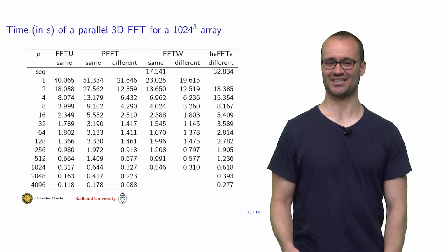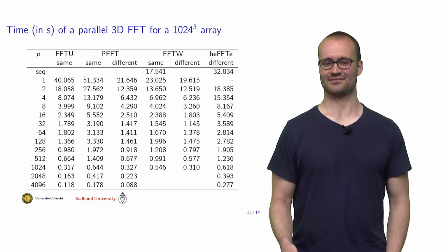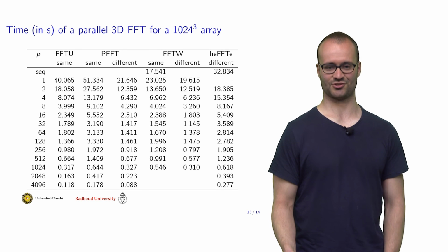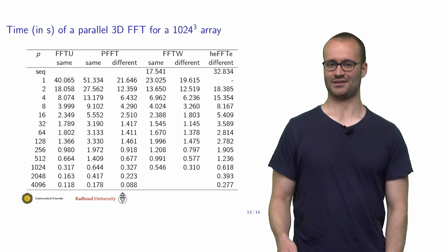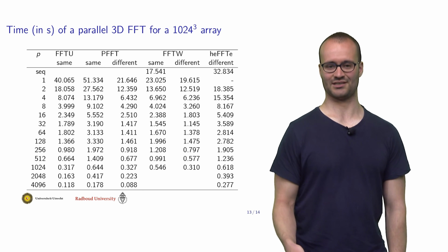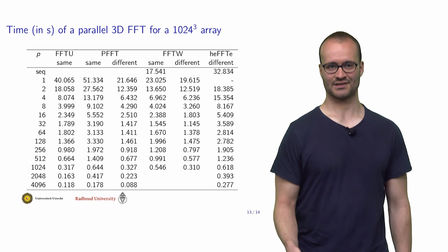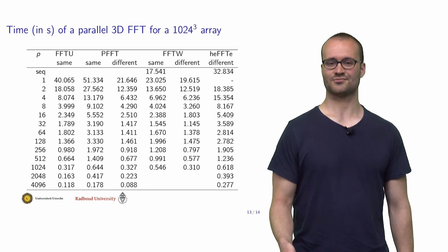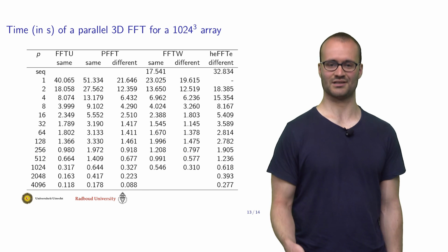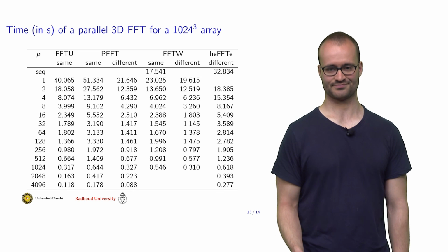FFTU always starts and ends in the same cyclic distribution. And with PFFT and FFTW, we can let go of this requirement to get some extra speed. We see that when we want to start and end in the same distribution, FFTU is faster and also more scalable than the slab distribution. If we do not require this, then the runtime measurements are roughly comparable, but PFFT is faster using 32 nodes.